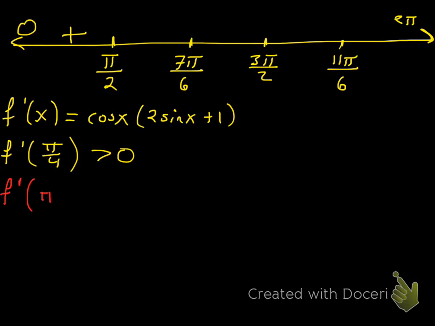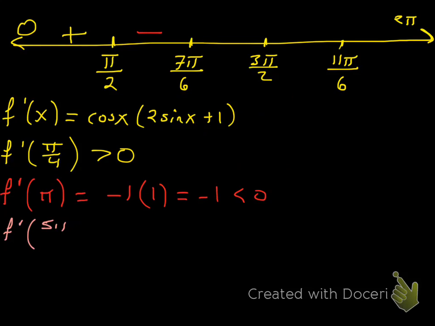In the second interval, we can choose something like pi. Pi is between pi over 2 and 7 pi over 6. Cosine pi is negative 1. Sine of pi is 0, but we have the 1 in there, so it's going to be negative 1 times 1, which is negative 1, which is less than 0. So we're decreasing in the interval pi over 2 to 7 pi over 6. So it looks like we're going to have a maximum at pi over 2. We go from increasing to decreasing. Okay.